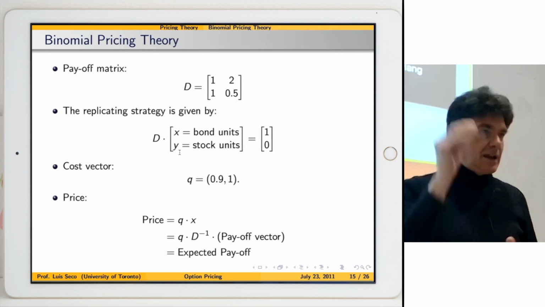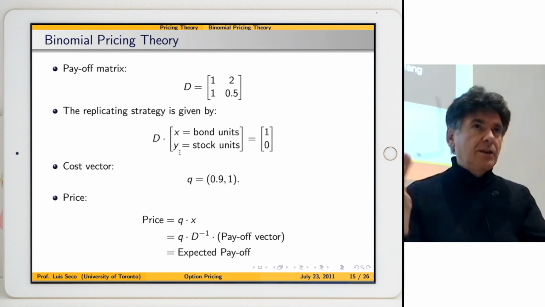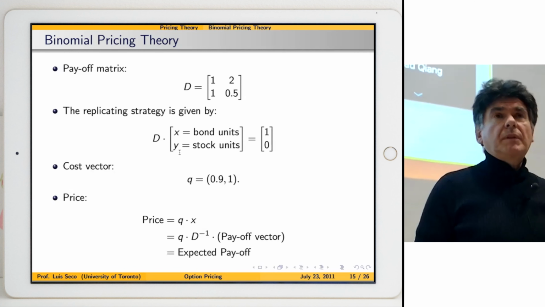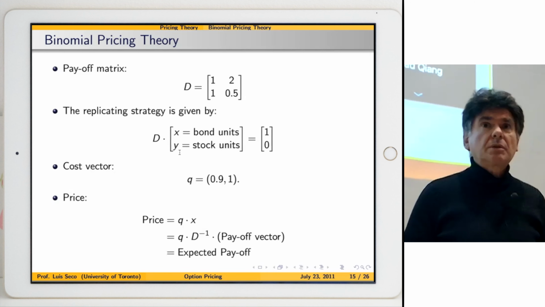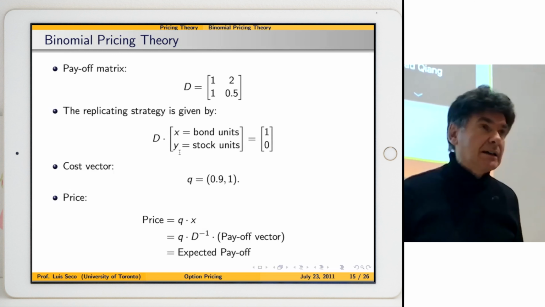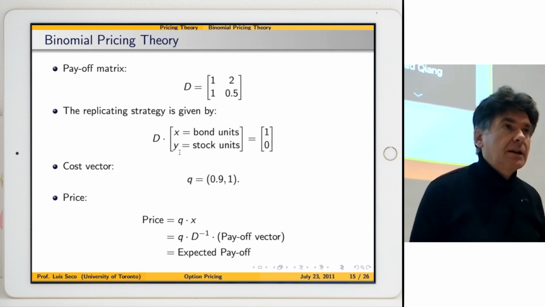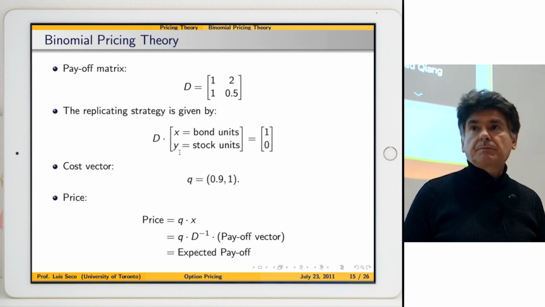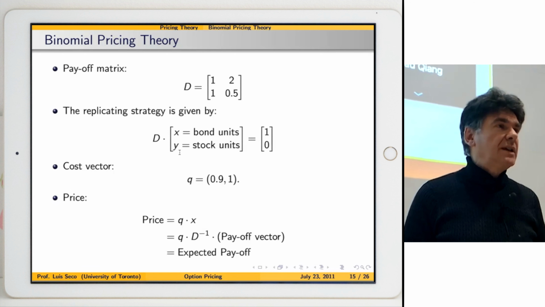So we already did this in your heads. This is the reflection that the replicating strategy is the solution to a system of equations. And now here it is explicitly for you, with the advantage that if we organize our data like this, then I can deal with enormously large universes of securities and scenarios. Right? This is an exercise in data organization. That's all it is.